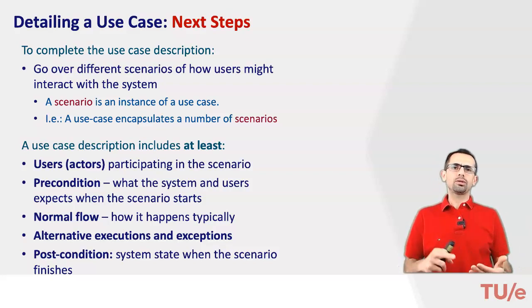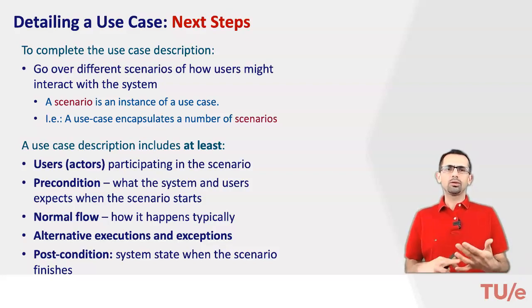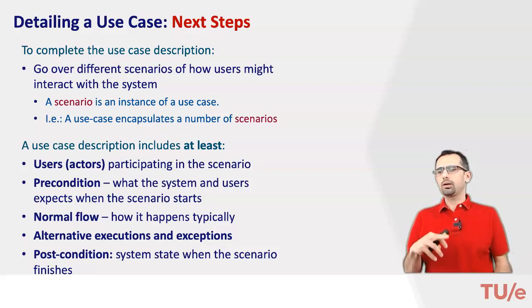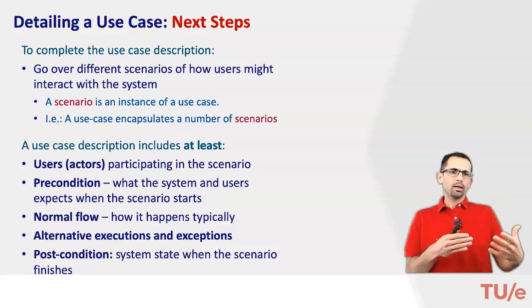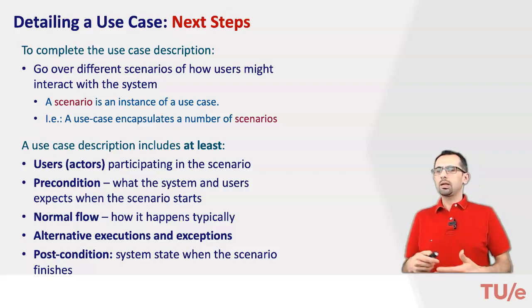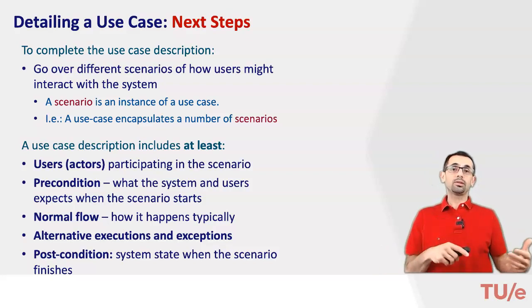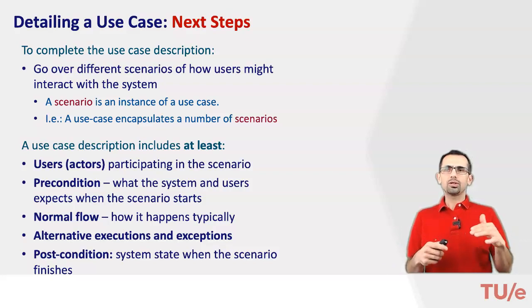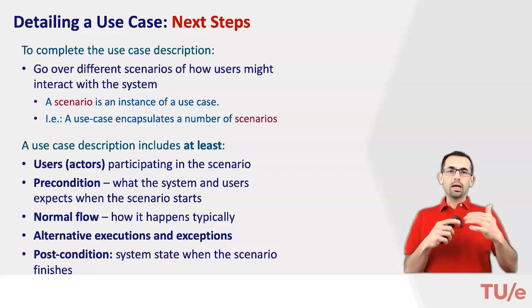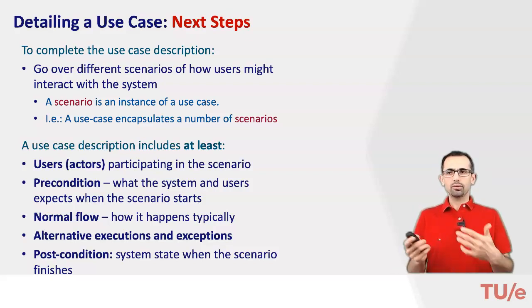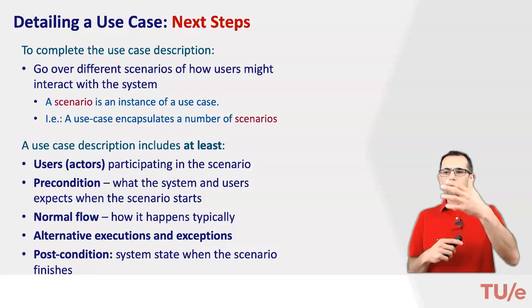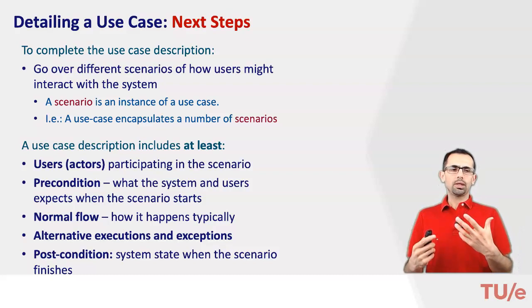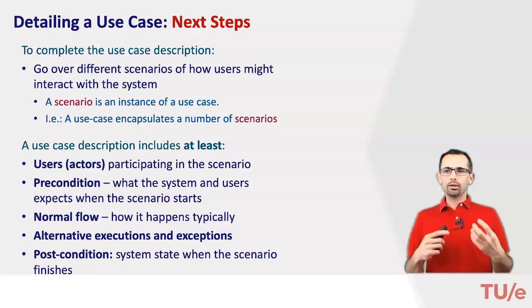We're talking about users, so you need to define who are the intended users or actors of that particular scenario. Preconditions, under what preconditions you can talk about the triggering of that particular use case, the normal flow, the alternative executions, exceptions, and the postcondition. So what condition you would expect the system to be in at the end of the use case, under different conditions, under exception situations and under normal conditions. So these are the 5 core elements that make up a use case definition.